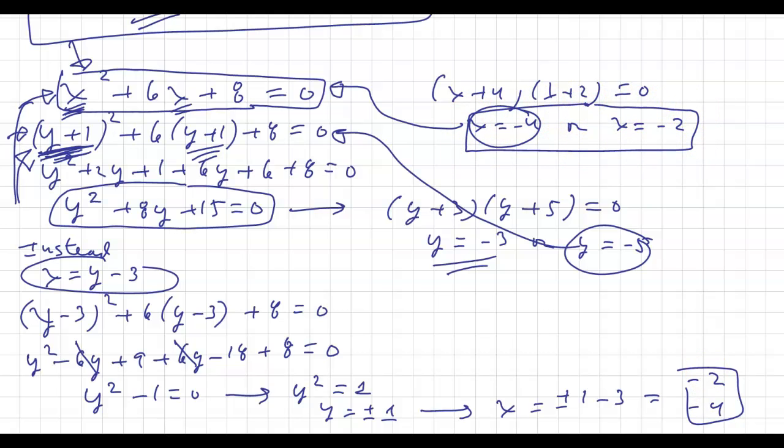So imagine I didn't know how to factor, or I didn't know the quadratic formula, so I wouldn't have the option of doing this. But if I do this replacement, in this case x equals y minus 3, I would end up with an easier equation to solve, and then I could use those answers to get the answers for x also.